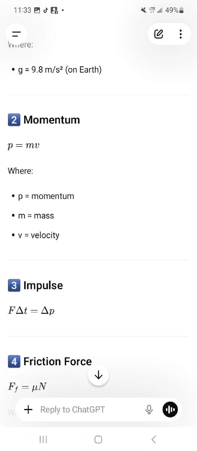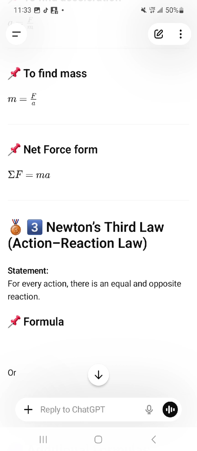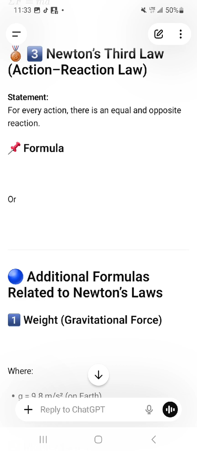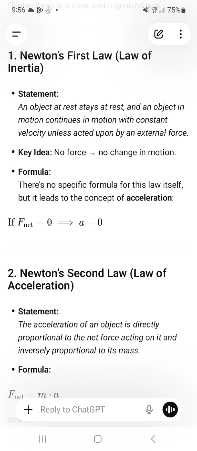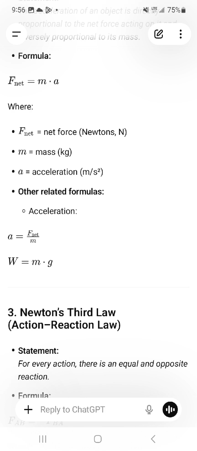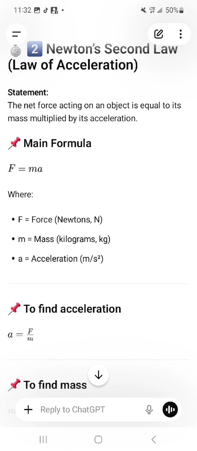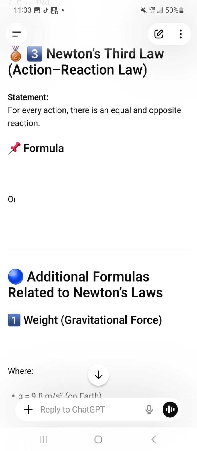Law of acceleration. Newton's second law explains how force, mass, and acceleration are related. It states that the net force on an object equals its mass multiplied by its acceleration. Formula. F equals ma, where F is force in newtons, m is mass in kilograms, and a is acceleration in meters per second squared. If you want to find acceleration, use a equals F divided by m. If you want to find mass, use m equals F divided by a.